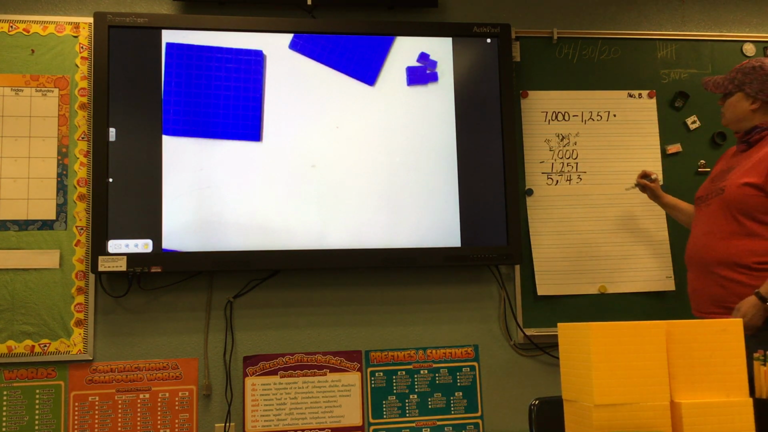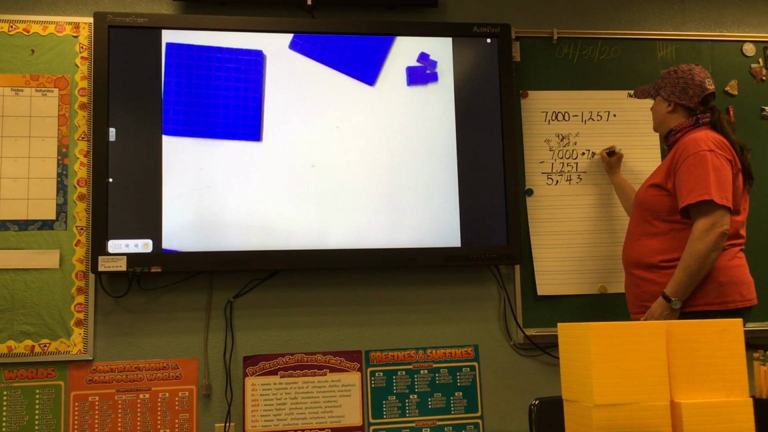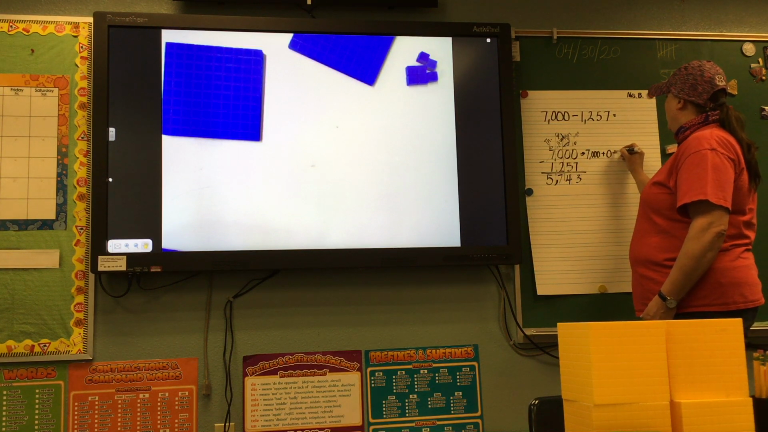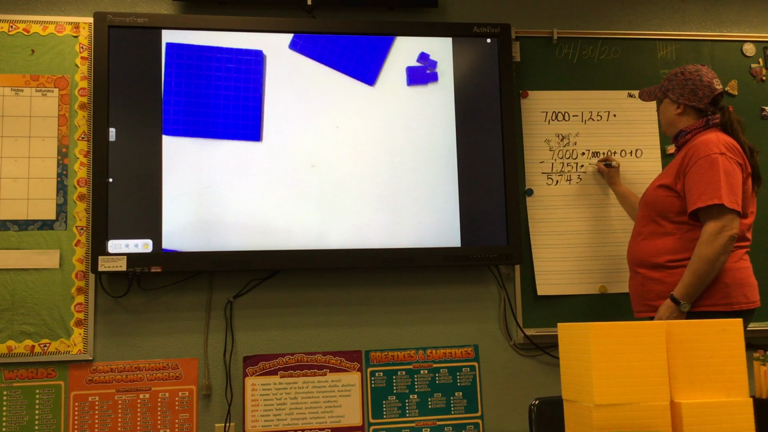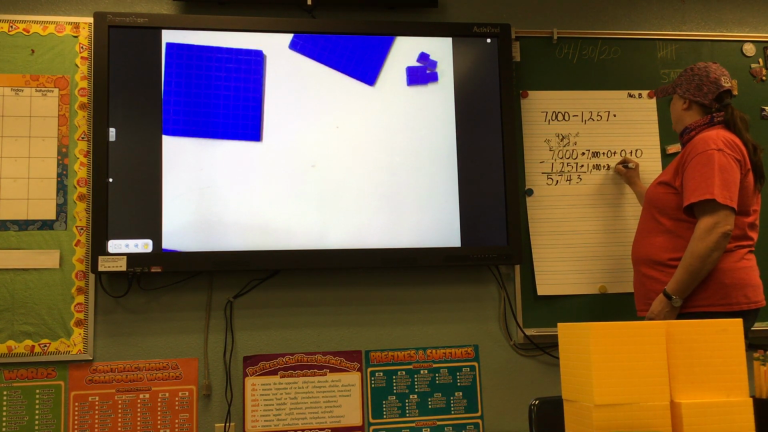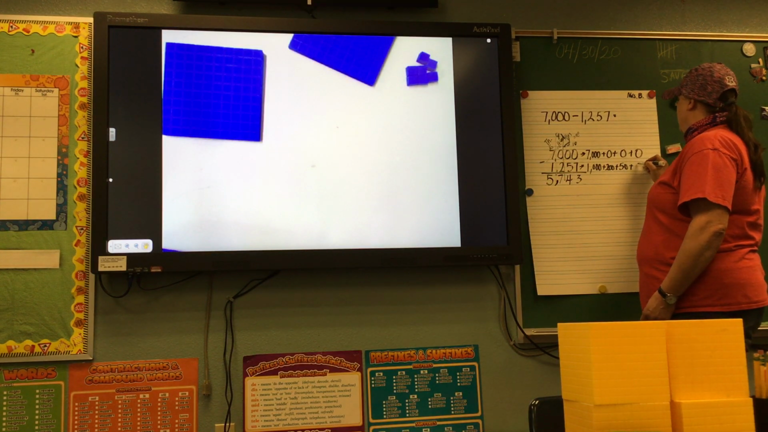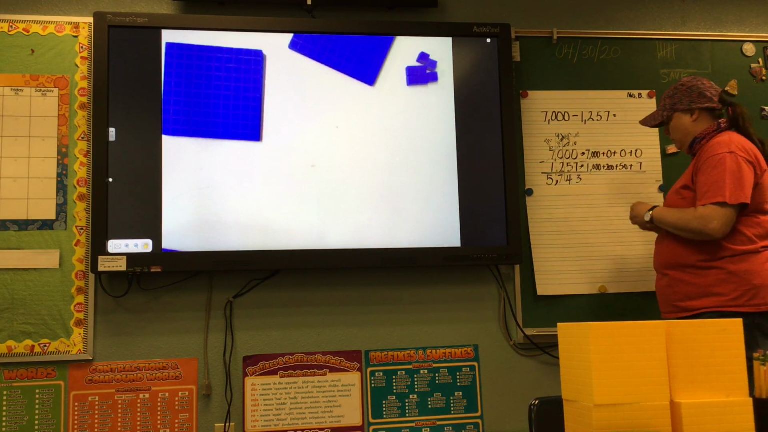Now we could also do this writing it out in expanded form. This would be value 7,000 plus no hundreds plus no tens plus no ones. And this could be written as 1,000 is my value, added to 200, added to 50 tens, and added to 7 ones. I can do the same thing I was doing before.